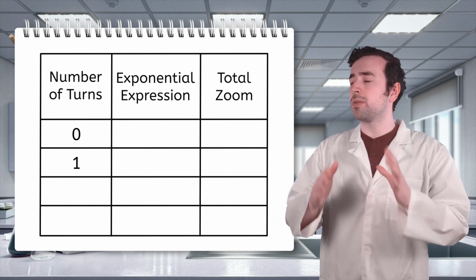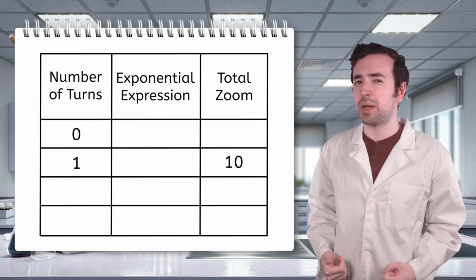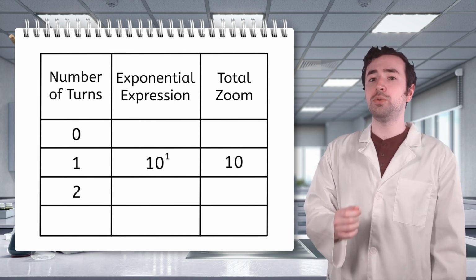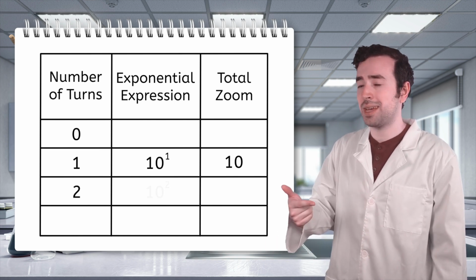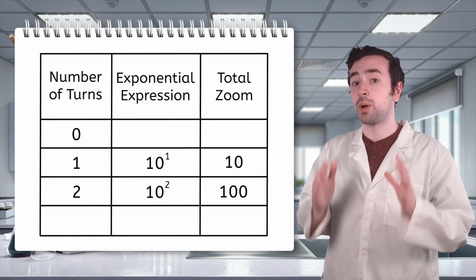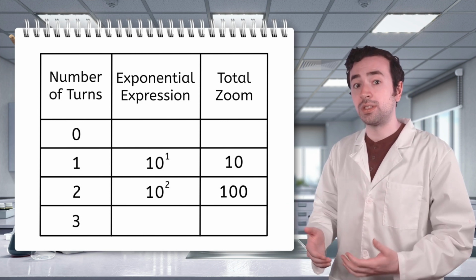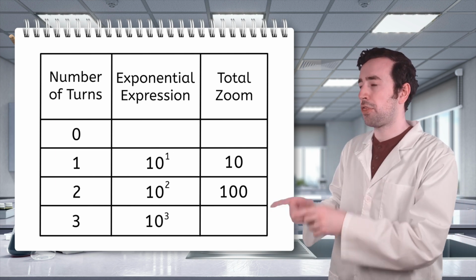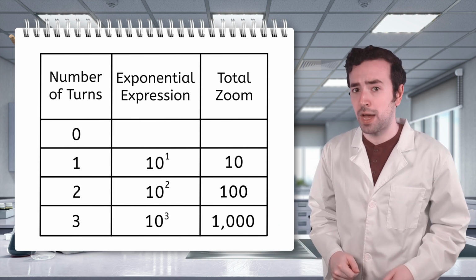With one turn, the zoom was 10 times bigger than the original. That's 10 to the power of 1. With two turns, it was 10 times 10, or 10 squared, which is 100. For three turns, it was 10 times 10 times 10. That's 10 to the third power, or 1,000.